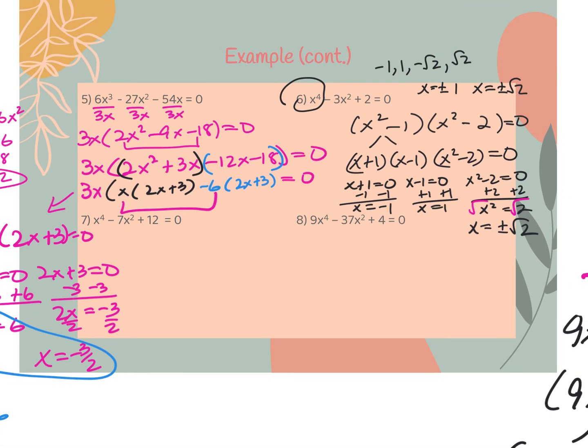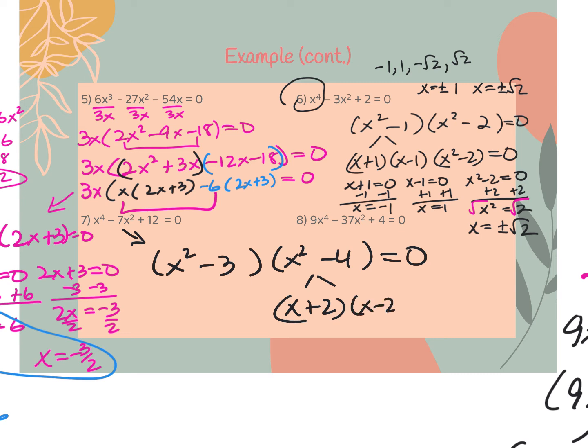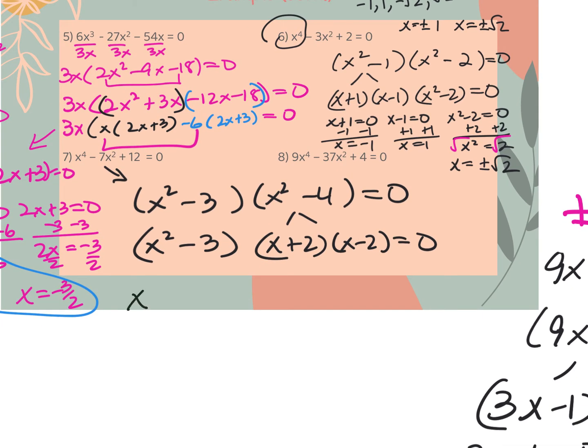And then now number 7. Again, I'm going to do it the same way. Guess and test. X squared, factors of 12, that will give me 7, are going to be 3 and 4. This one can be factored. This one cannot. Set each of the factors equal to 0.